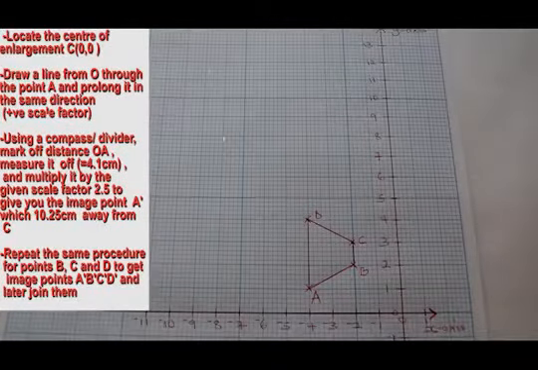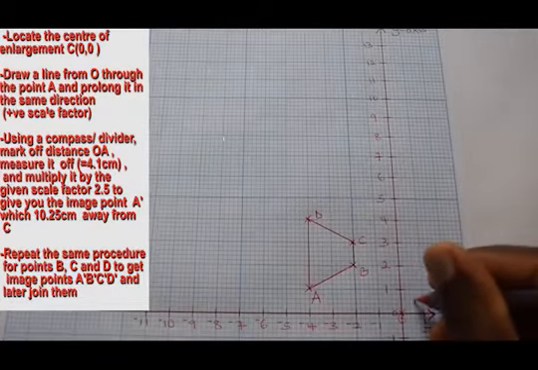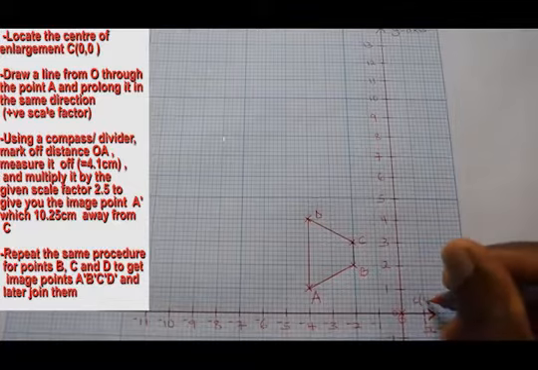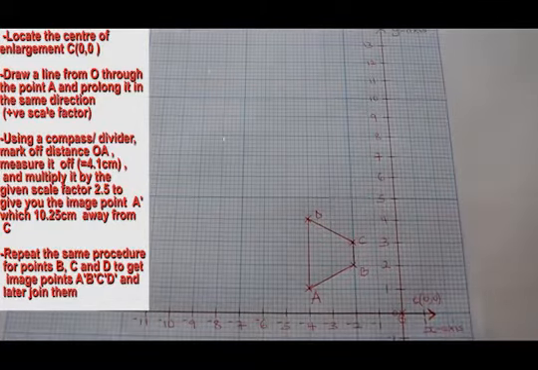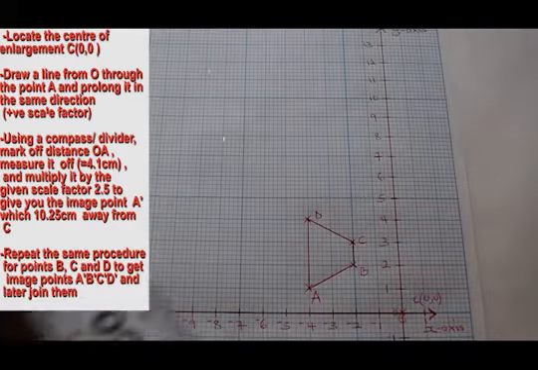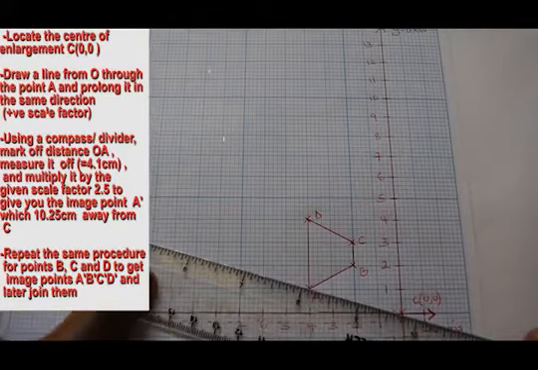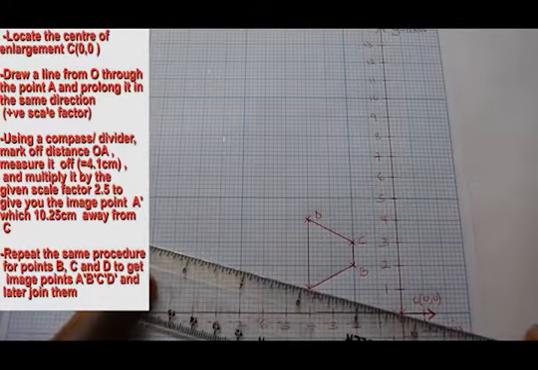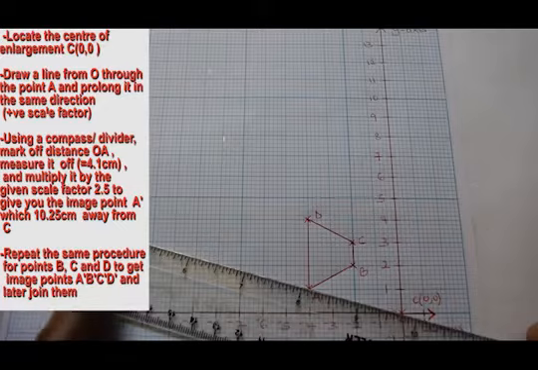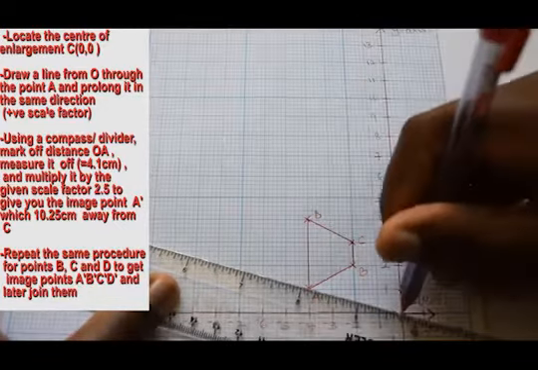Locate the center of enlargement, that is C(0,0). Now we are going to enlarge our object ABCD. Using a ruler, join point A to the center and prolong the line in the same direction as the point. This is because we have a positive scale factor.